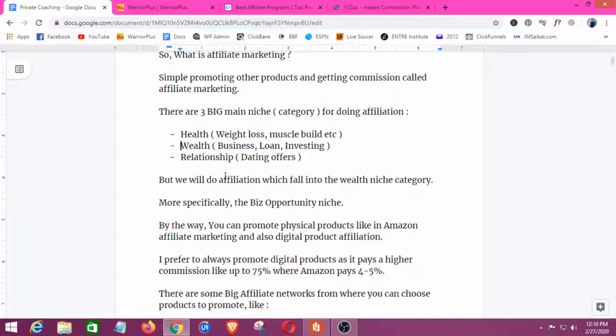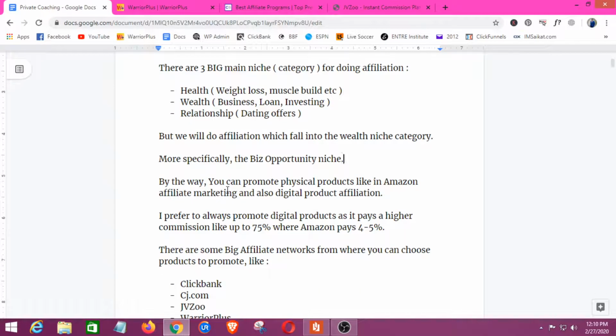But we will do affiliation which falls into the wealth niche category. More specifically, the biz opportunity niche. In this niche, people want to make money online, so we will promote that type of courses and online high ticket programs. By the way, you can promote physical products like in Amazon affiliate marketing, and also digital product affiliation.